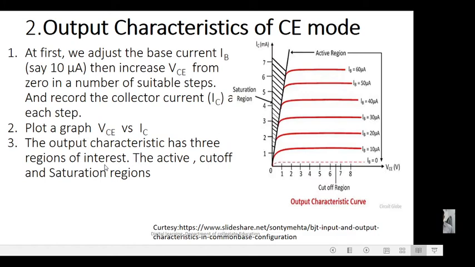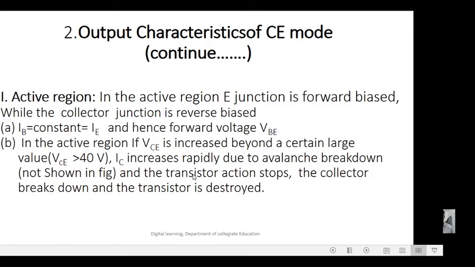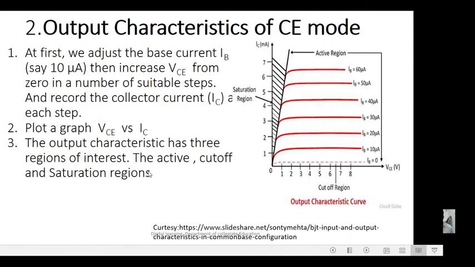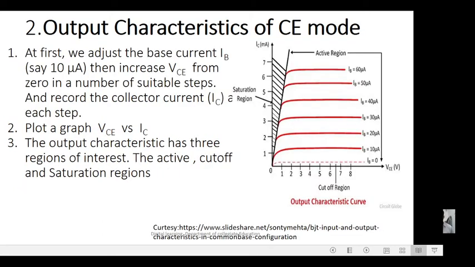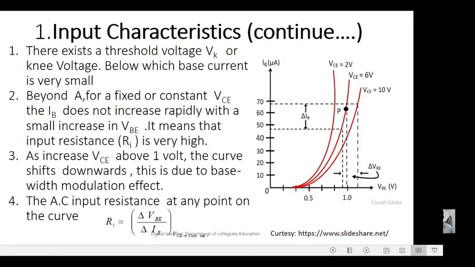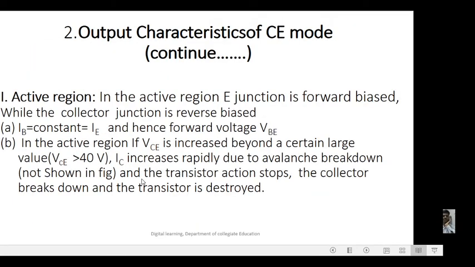In the active region, if VCE is increased beyond a certain large value, greater than 40 volts, IC increases rapidly due to avalanche breakdown, not shown in figure. The transistor action stops, the collector breaks down, and the transistor is destroyed.